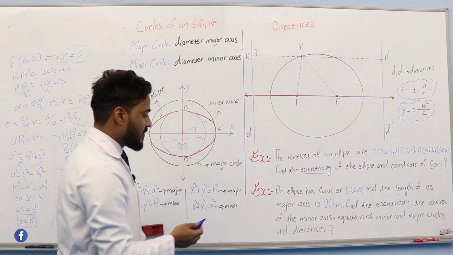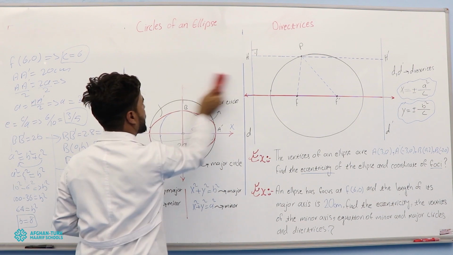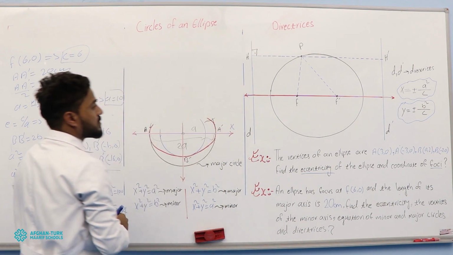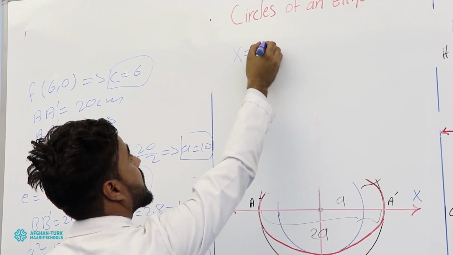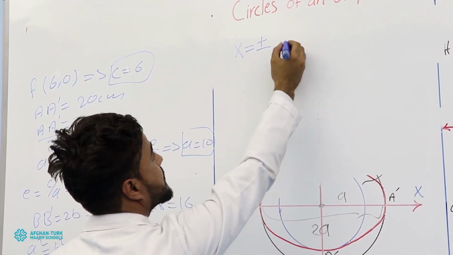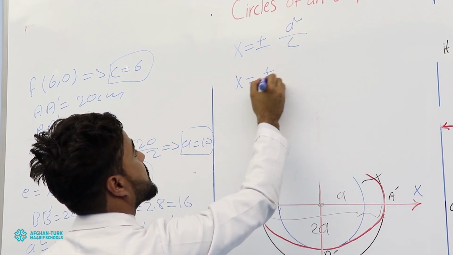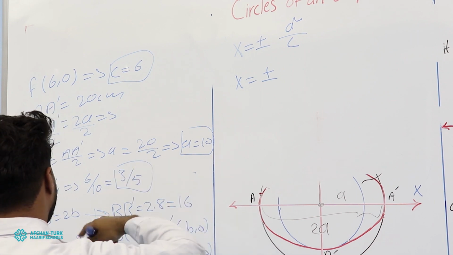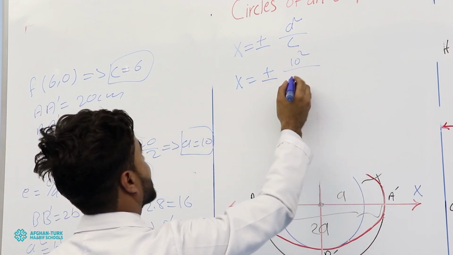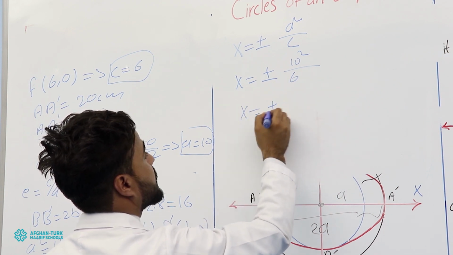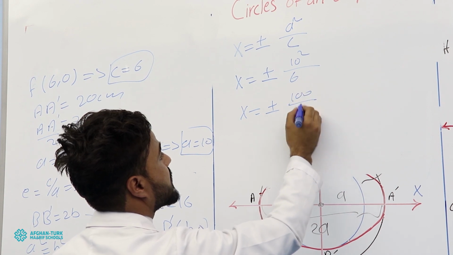Other question asks us find the directrices. So the equation of directrices are x is equal with plus minus a square over c. So x is equal with plus minus a square, a is equal with 10, 10 square divided by c, 6. So x is equal with plus minus 100 over 6.